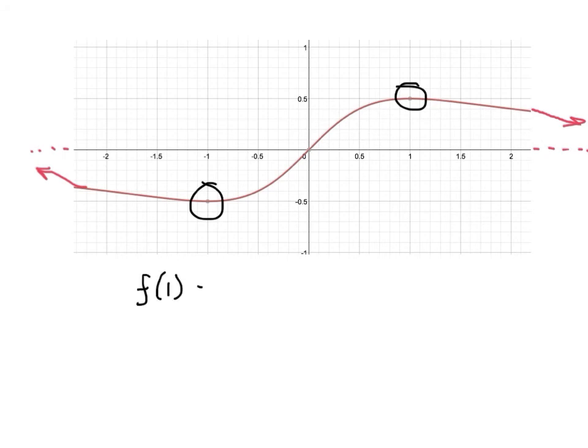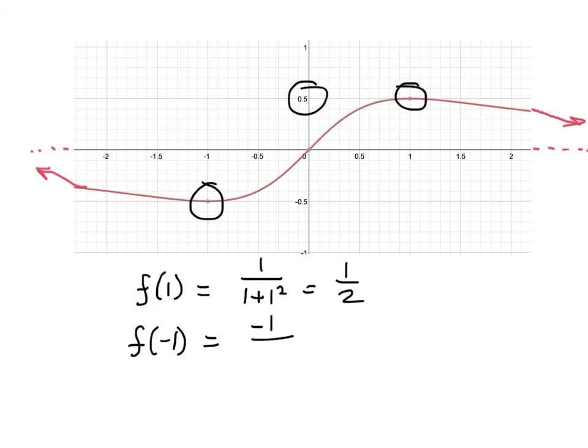f of 1 is 1 over 1 plus 1 squared, which is 1/2. That's what we thought it was. And f of negative 1 is negative 1 over 1 plus negative 1 squared, which is negative 1/2, which is exactly what we thought it was. 1 comma 1/2 is our max, and negative 1 comma negative 1/2 is our min. These are absolute max and min values.